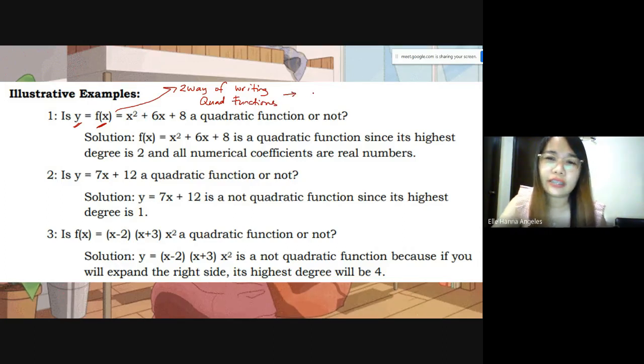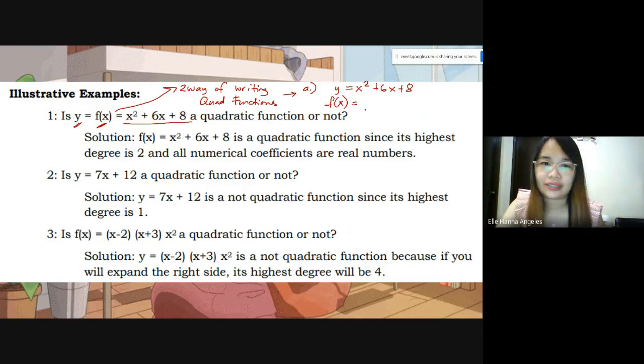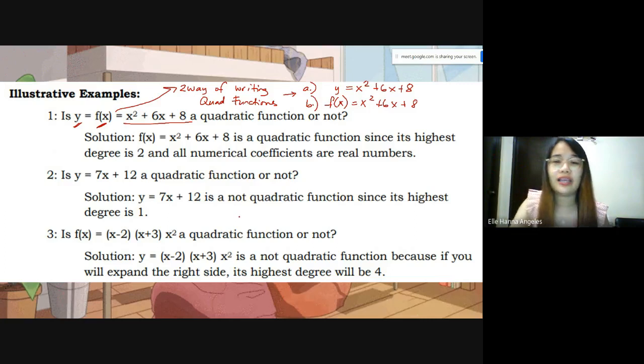So, pwedeng letter A, pwede mo isulat siya na y is equal to x squared plus 6x plus 8, or pwede mong gamitin yung f of x. Kasi ibang ginagamit for y ay f of x or f quantity x. So, x squared plus 6x plus 8. So, pareho yung dalawang yan ay tama. So, pwedeng y ang gamitin or pwedeng f of x. Kaya nilagyan ng y is equal to f of x is equal to x squared plus 6x plus 8. So, ito ay isang quadratic function.